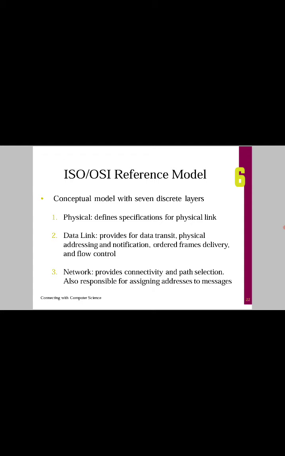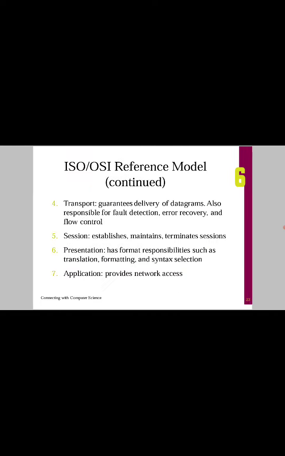So what is the physical layer? It defines specifications for the physical link, meaning hardware-related concepts. The physical layer describes all the hardware or physical level of data transmission. Data link layer: what is the data link layer? It provides data transit, physical addressing and notification, ordered frame delivery and flow control. Third is the network layer, which provides connectivity and path selection, and is also responsible for assigning addresses to messages. The transport layer guarantees delivery of datagrams, and is also responsible for fault detection, error recovery and flow control. The session layer establishes, maintains and terminates sessions. The presentation layer has format responsibilities such as translation, formatting and syntax selection. The application layer provides network access.